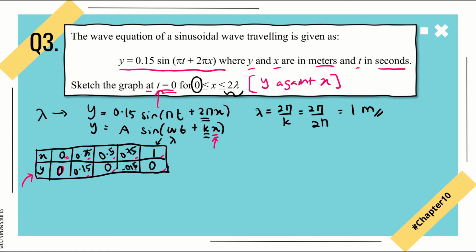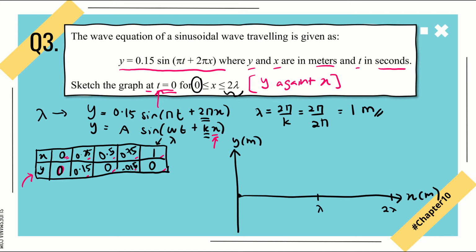When we do the plotting, we want to plot the graph of y against x for at least 2 lambda. Label your axes: y is in meters, x also is in meters. We start with 0. When x is equal to 0, y is equal to 0. When x is equal to 1/4 of the wavelength, y is positive. When x is equal to 0.5, half of the wavelength, we get 0. And when x is equal to 3/4 lambda, y is negative.